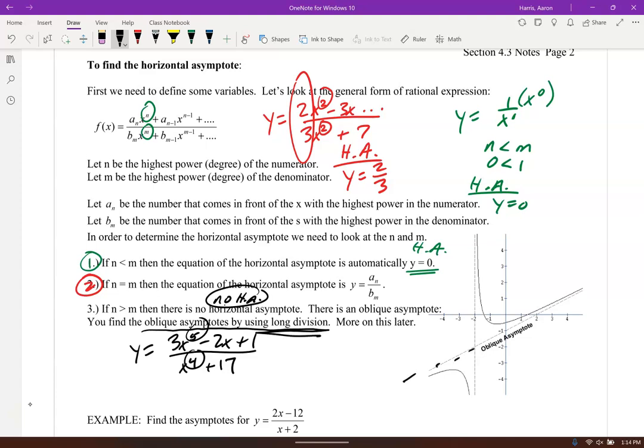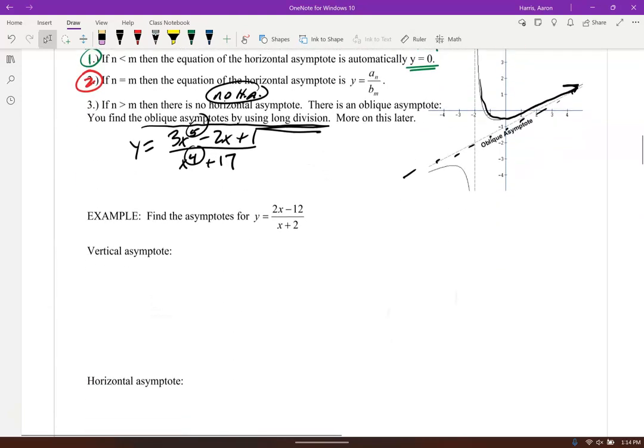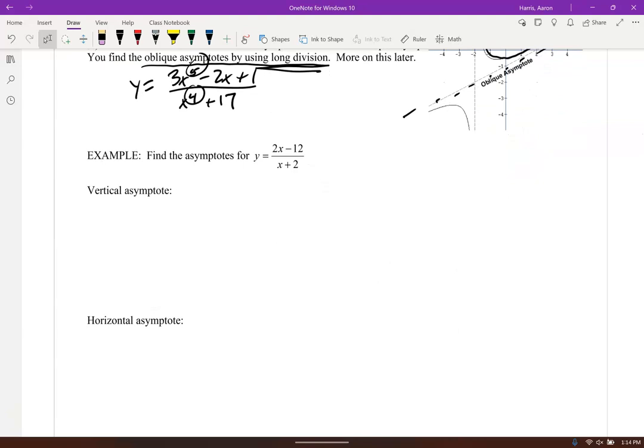This is an example of an oblique asymptote. As the x value shoots out, it gets closer and closer to that line, that slant asymptote. Oblique asymptote is the same thing as a slant asymptote. But let's go ahead and find our vertical and horizontal asymptotes for the one we already found the intercepts for: y equals 2x minus 12 over x plus 2.